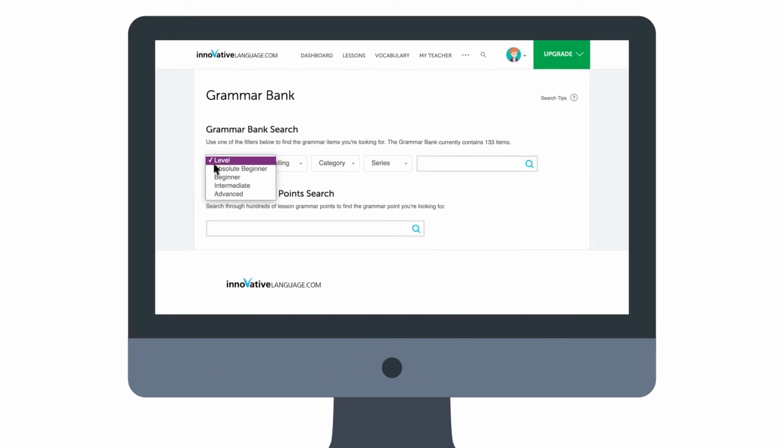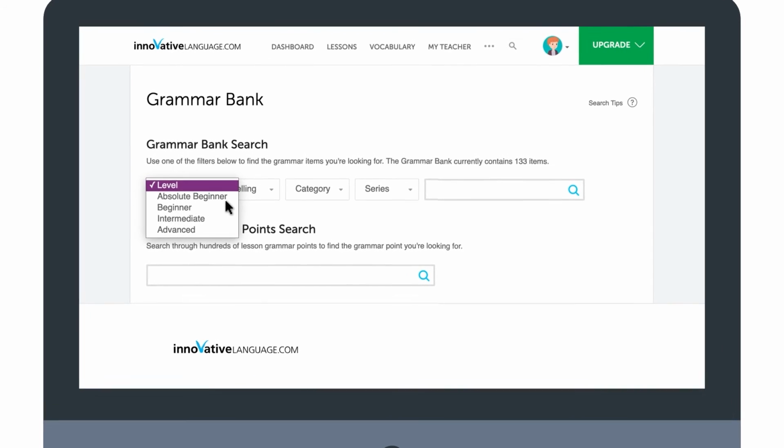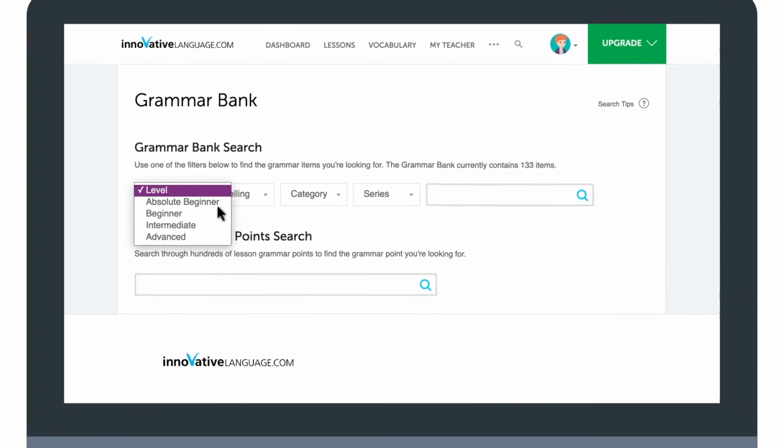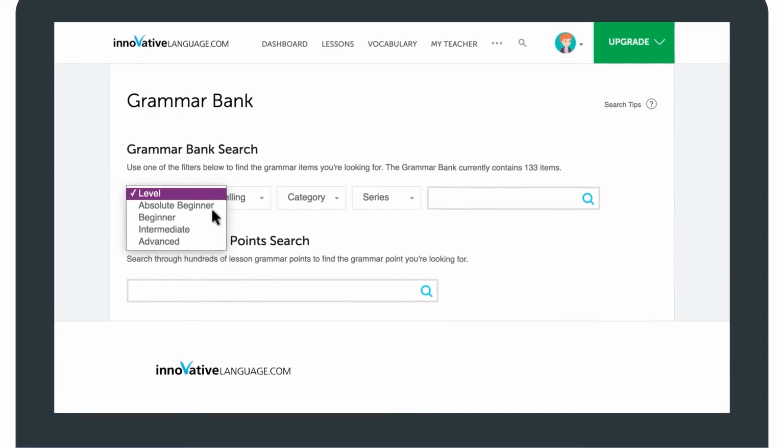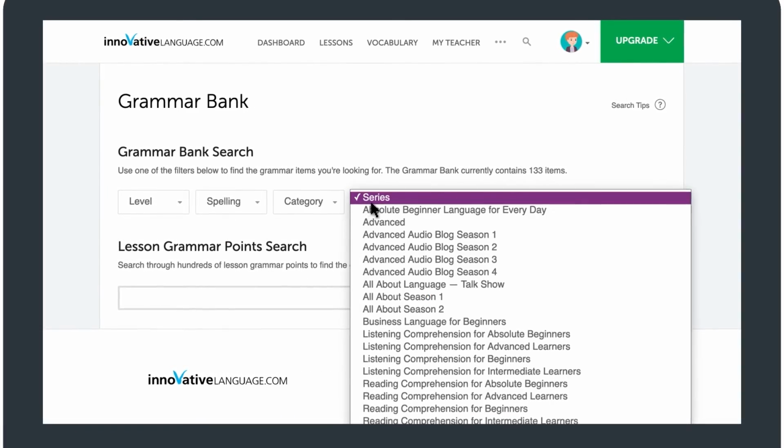You can also sort grammar by learning level. So if you're an absolute beginner and want to make sure you know all of the absolute beginner grammar rules, you can do just that with the Grammar Bank. You can also sort the rules by spelling, category, and lesson series.